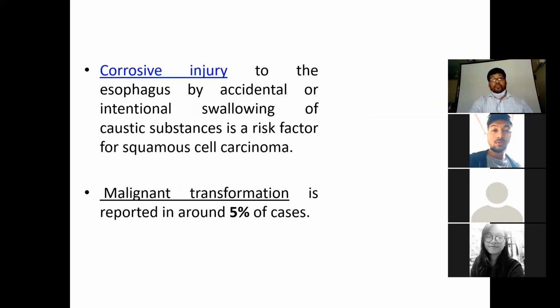Next, we have the corrosive injury. We have already discussed this in the previous lectures. And here the malignant transformation is reported in around 5% of the cases. So this is also one of the factors responsible.